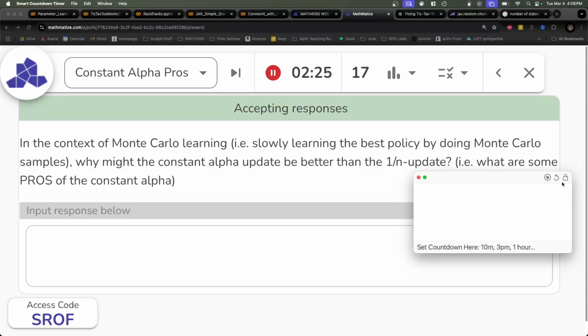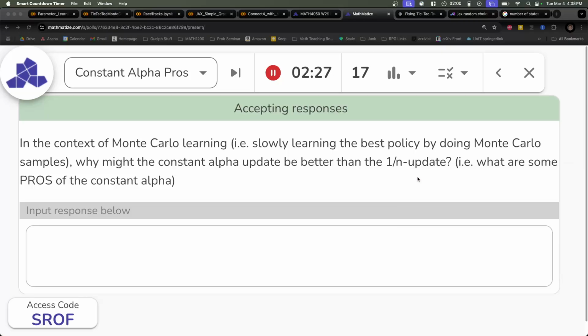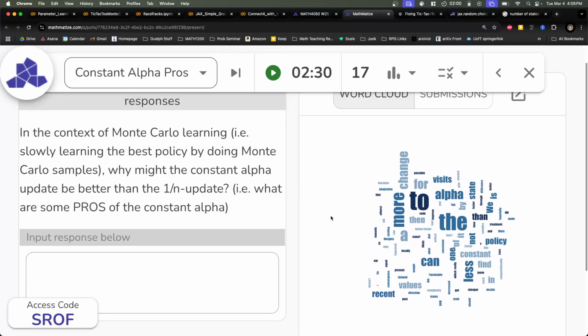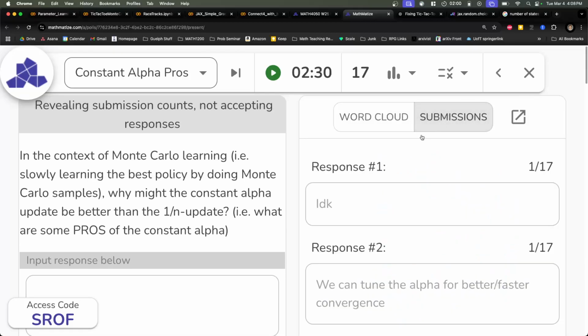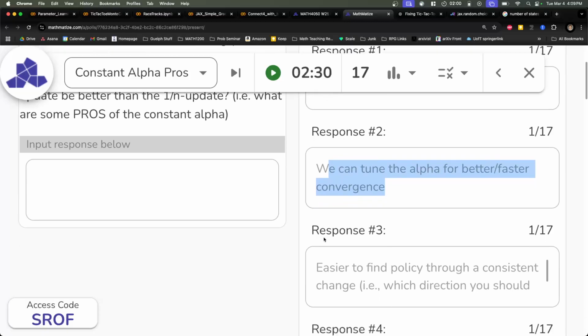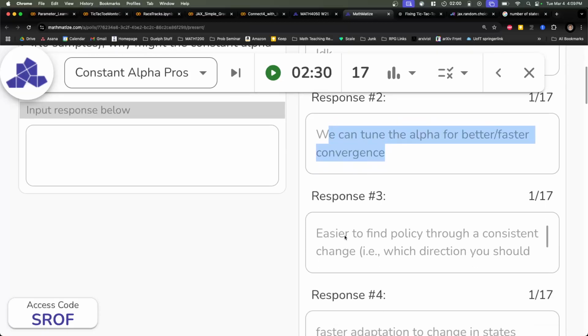Okay, let's see what people said. Constant alpha updates. Let's read some of these. We can tune the alpha for better, faster convergence. That's an interesting thing. If you switch to this constant alpha, you're going to have to play with the value of alpha, so you're going to have to tune it. And it'll be different. I don't know if it'll be better or faster, that's maybe. Easier to find the policy through consistent change.